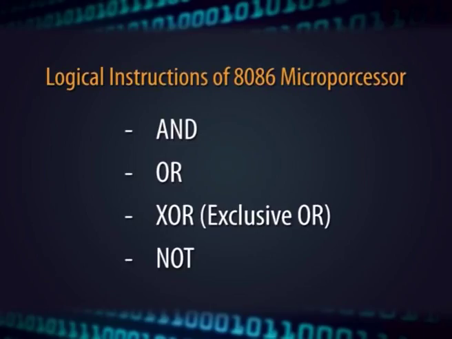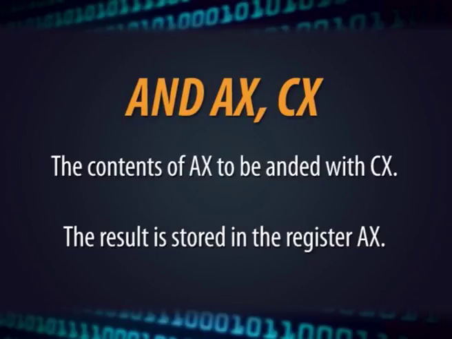Next, we discuss the logic instructions of 8086. The 8086 microprocessor has instructions for performing logical operations like AND, OR, exclusive OR and NOT. These operations are performed bitwise between the pair of specified operands. For example, the instruction AND AX, CX causes the contents of AX to be ANDed with CX. The result is stored in the register AX.